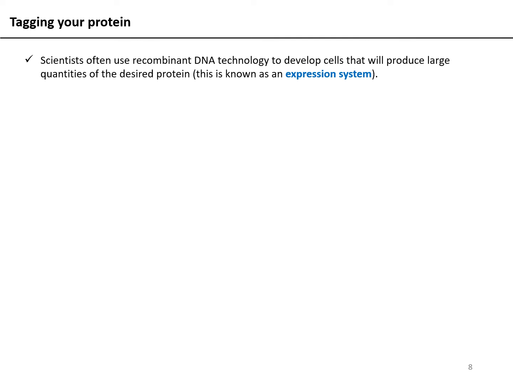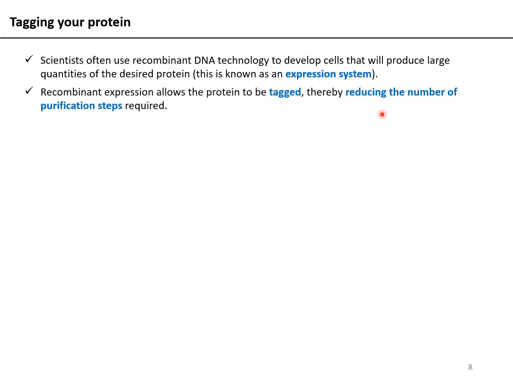Now, scientists often use recombinant DNA technology to develop cells that will produce large quantities of the desired protein. This is known as an expression system. This is something that we have already dealt with. If you are purifying your protein from bacteria or from insect cells, then these bacterial cells or insect cells become your expression system. And we utilize recombinant DNA technology to ensure that this host expresses my protein of interest, which I can then purify from it.